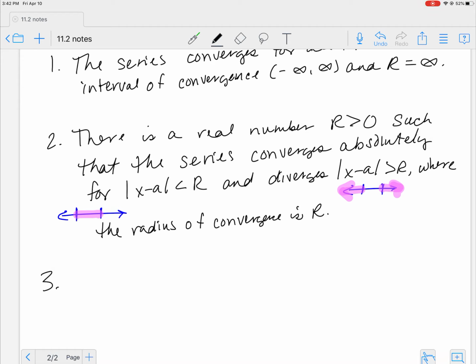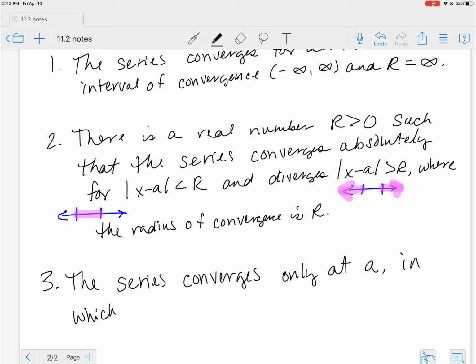Okay, I said one of three ways, so here's our third way. The series converges only at a, in which case the radius of convergence is 0.